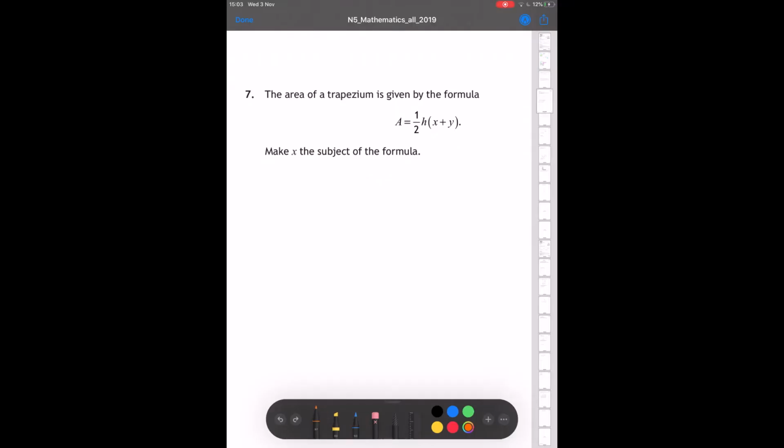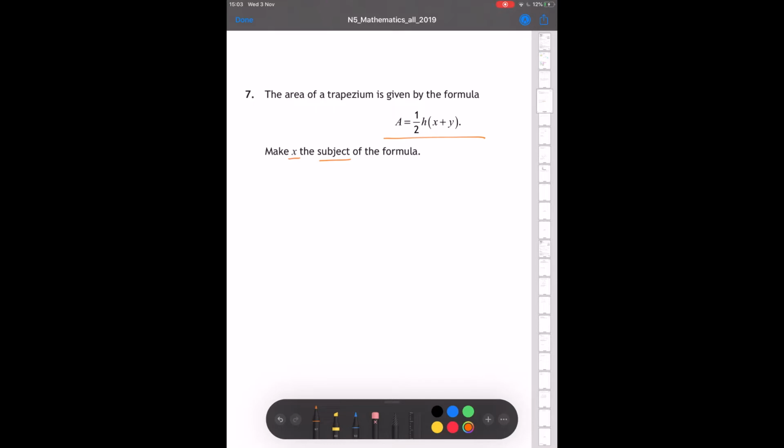Subject of the formula. So I've seen different ways of doing this. This is just the way that I find easiest and that I've practiced. So here's our formula, and we need to make x the subject of it. So what does that mean? It means getting x by itself on either the left or the right hand side. Convention would say the left hand side. So that is what we're going to do.